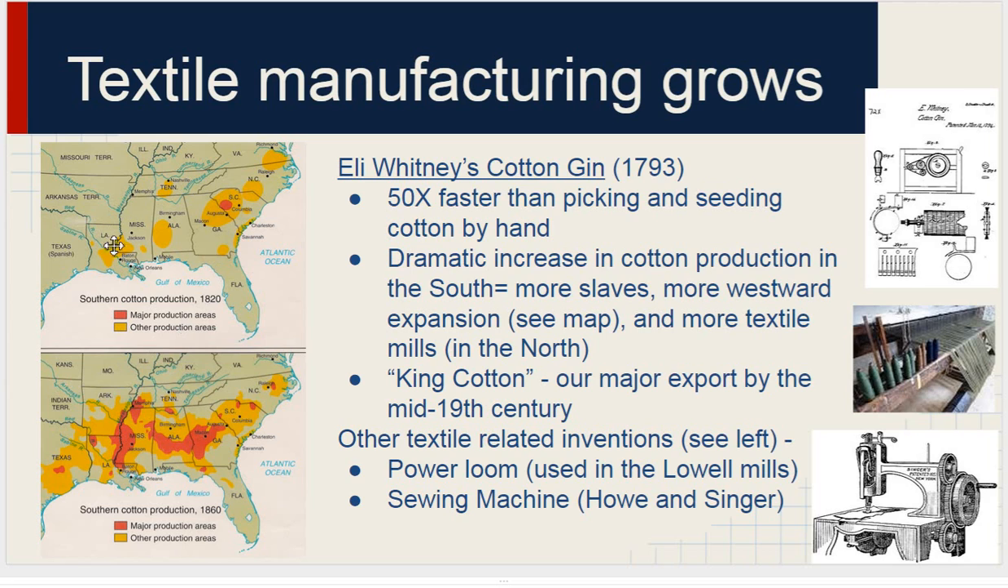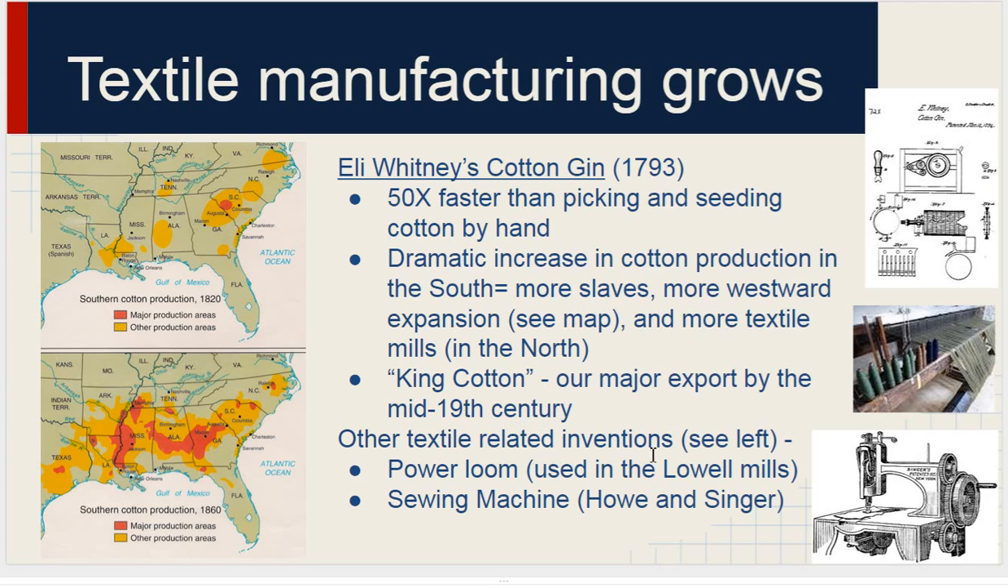And southern cotton production here from 1820 to 1860, big difference, obviously. This became known as king cotton. Cotton was our major export by the 1850s, for sure. And it was pretty significant in terms of other countries purchasing this product more than some of our other products.